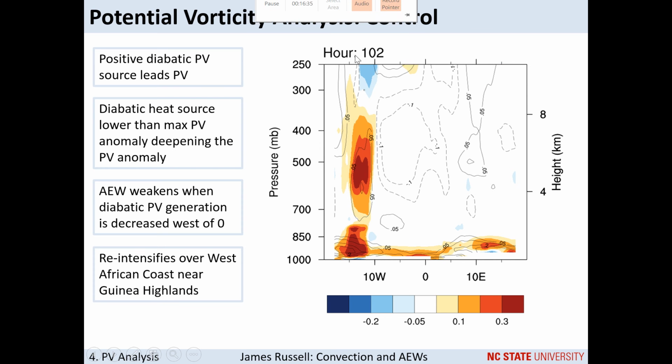And then if we look at hour 102, we have a re-intensification over the West African coast and the Guinea Highlands. So this is a region conducive for convection. And so that PV anomaly starts to grow again at this point, and it's actually growing again at a lower level. So maybe also more implications for hurricane genesis there.